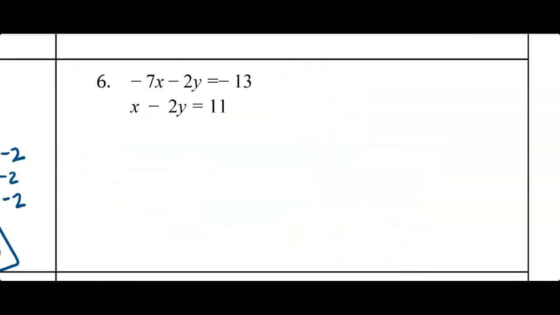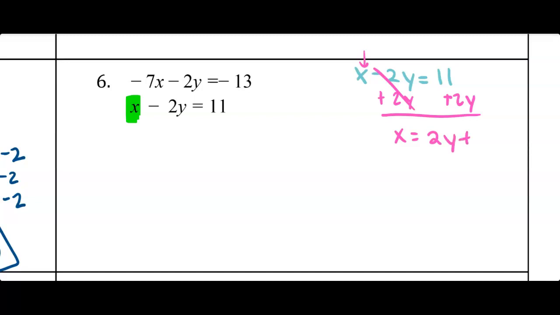Now let's look at number 6. Now when I look at my variables, I see that the x is the best one to solve for because it's got a positive 1 for its coefficient. So I'm just going to come over to the side and I'm going to solve for x. So I want to move my 2y to the other side. So that gives me that x is equal to 2y plus 11. So I'm just doing the opposite operation to move the y away from the x so that I get an x equals.